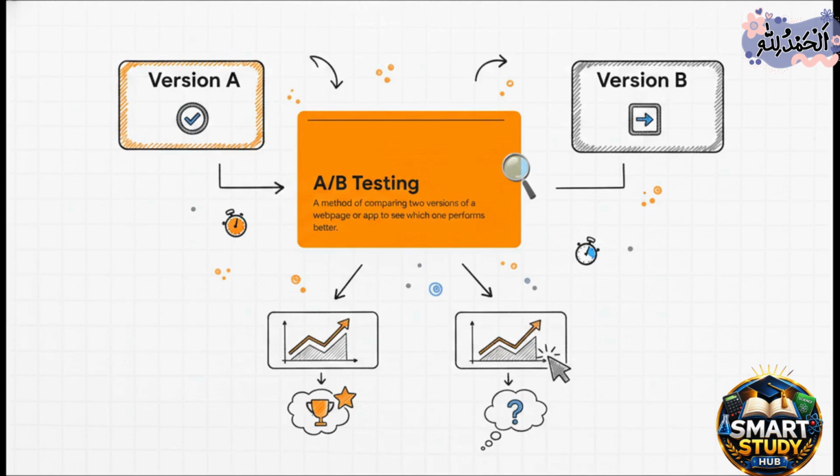It's basically a simple experiment. You create two versions of a design. We'll call them version A and version B, and you see which one works better to achieve a certain goal, like getting more people to click a button.